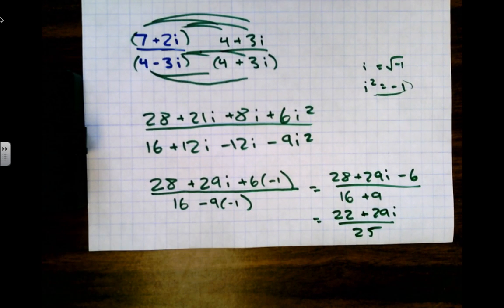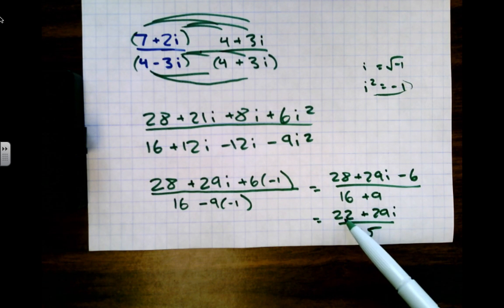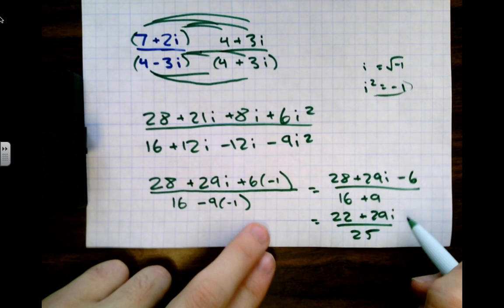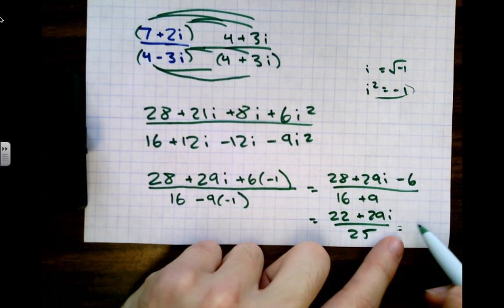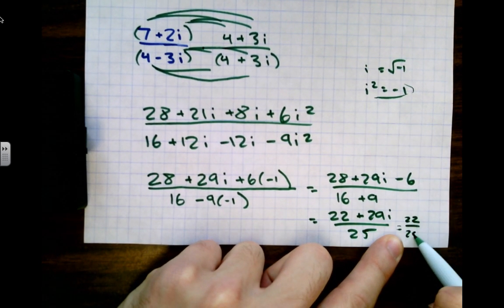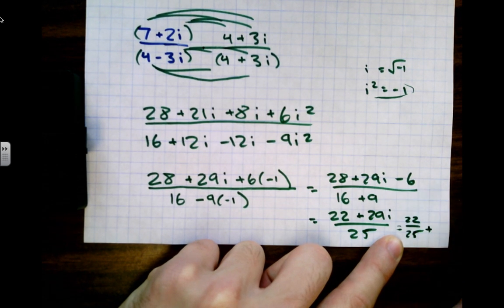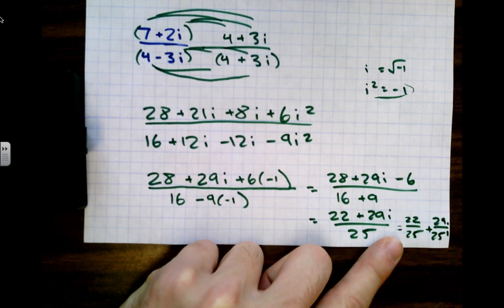Now from here, to kind of finish it all off, we're going to put it into that complex number form where we're going to just split the fractions here. And remember, really what this is saying is we're dividing the first piece by 25, and then we divide the second piece by 25 as well. So how we'll actually write this, 22 over 25 plus 29 over 25i. I'm running out of space there.